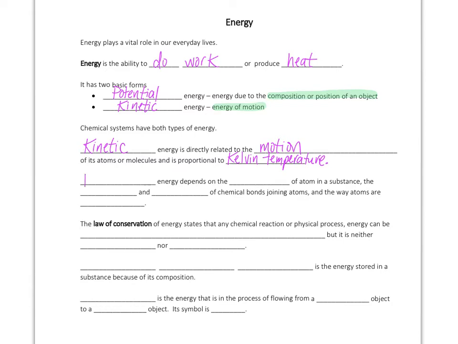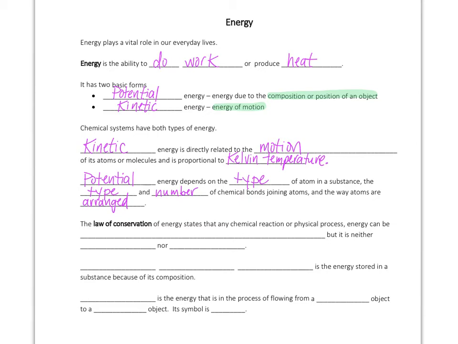The potential energy in a chemical system depends on the type of the atom. So what you've got as far as your substance, the type and the number of chemical bonds that you have joining atoms together in your particles, and the way that the atoms are arranged. We'll talk about all of these things, type of atoms, number and type of bonds, and arrangement of atoms a little later in the year.